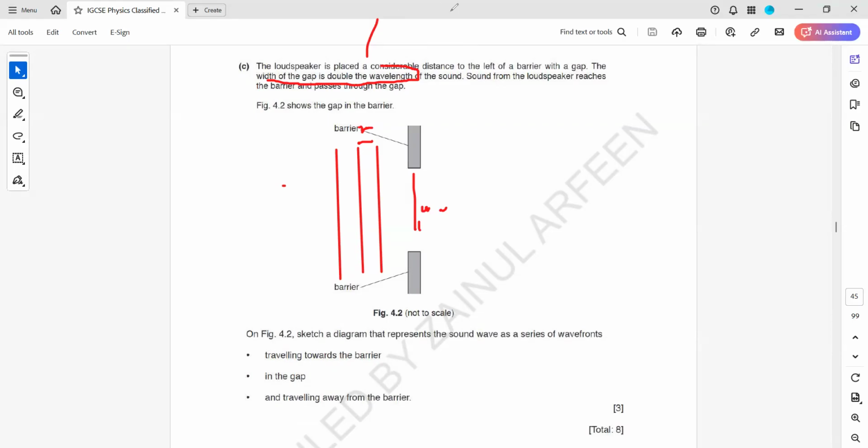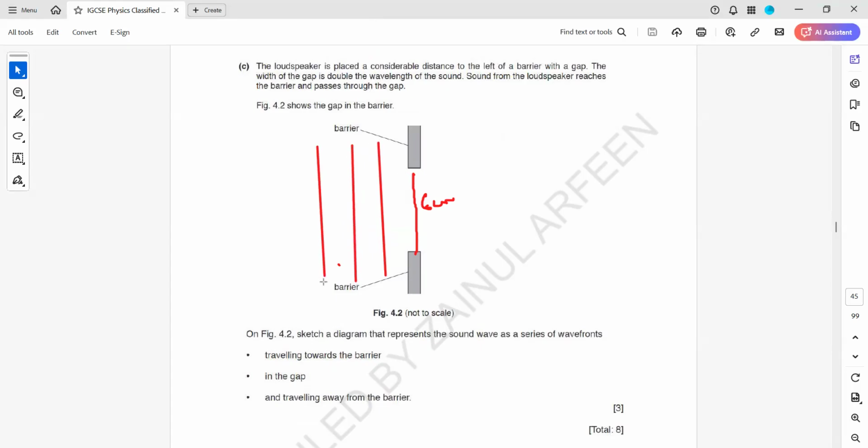For the same question, let's say this width was 6 centimeter. What wavelength should I take? The width is double the wavelength, so the wavelength should be half of it. If the width is 6, the wavelength will be 3 centimeter. So after drawing the wavefronts like that, then we have to show the diffraction.